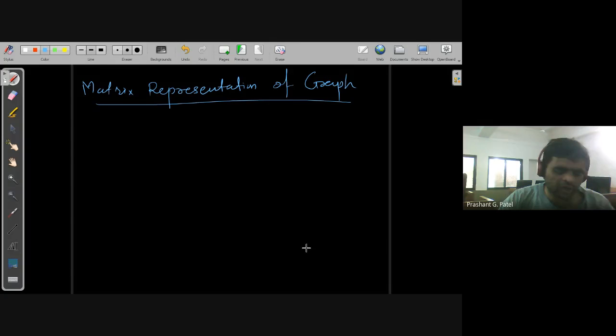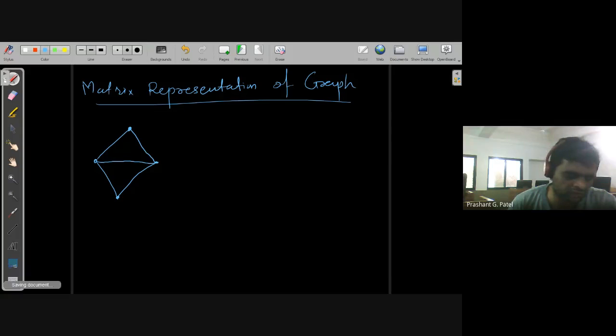So in this lecture, we are going to discuss some matrix representation of a graph, as well as some of the vectors, the vector space associated to a graph. So let us consider this graph with 4 vertices and 5 edges.